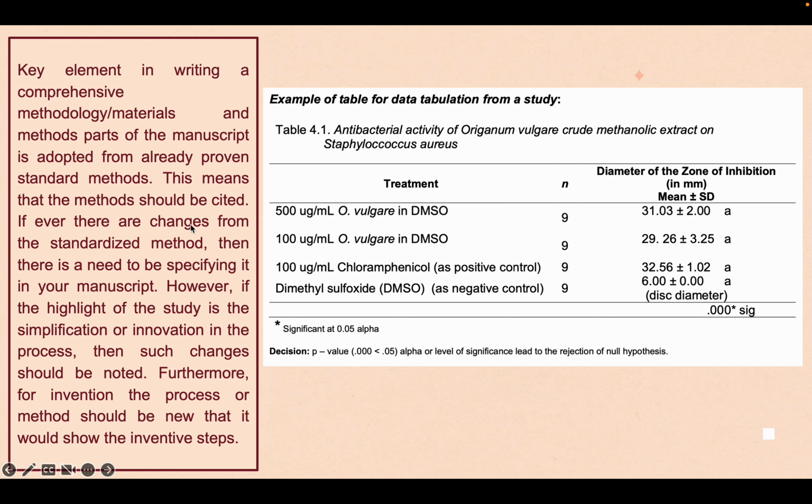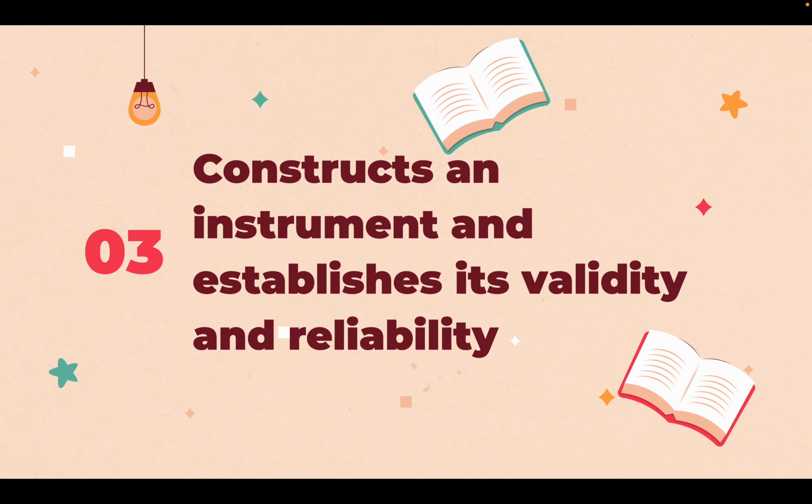You can cite the method that you will use. Of course, if there are changes, you indicate the changes, and if it is original or new, you state that your method is new, a new process or a simplification of those processes.